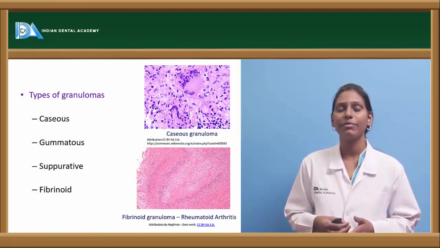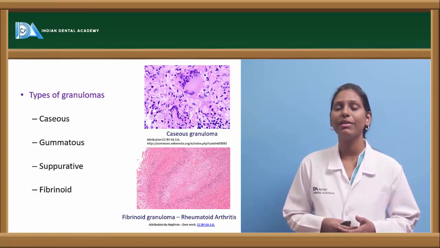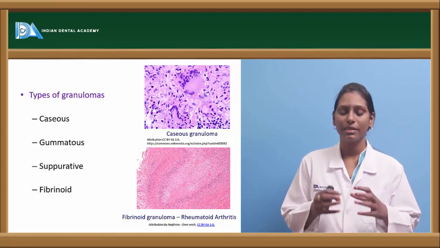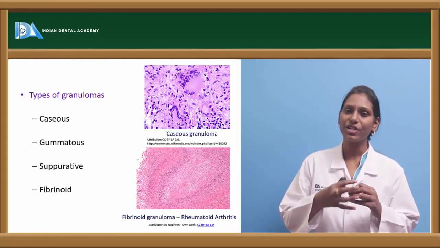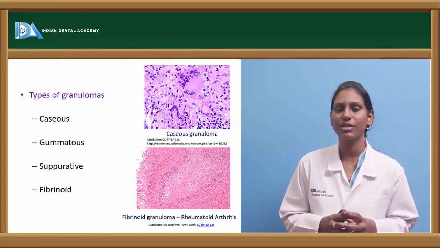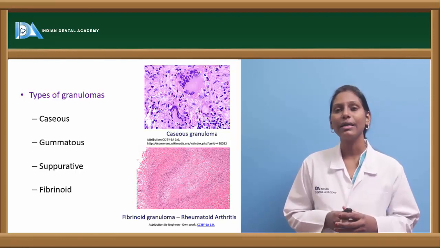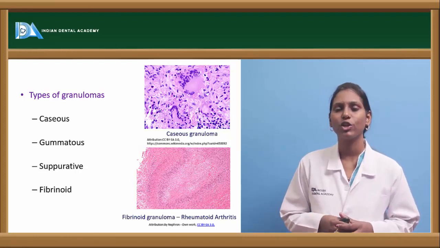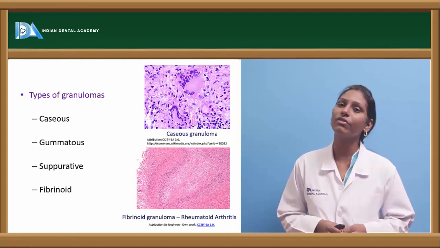And we have the gummatous type of granulomas, where it is actually because of ischemia. Because of ischemia, what happens is it becomes a more fibrosed kind of tissue there, and it results in gummatous type of granulomas, more commonly encountered in case of syphilis.